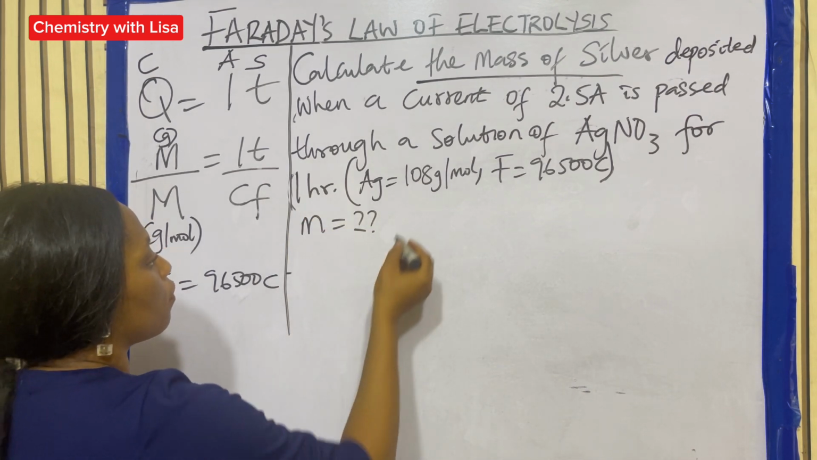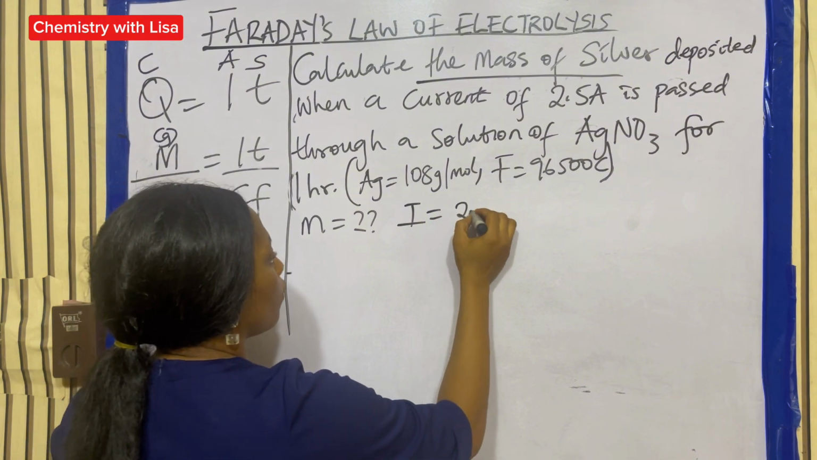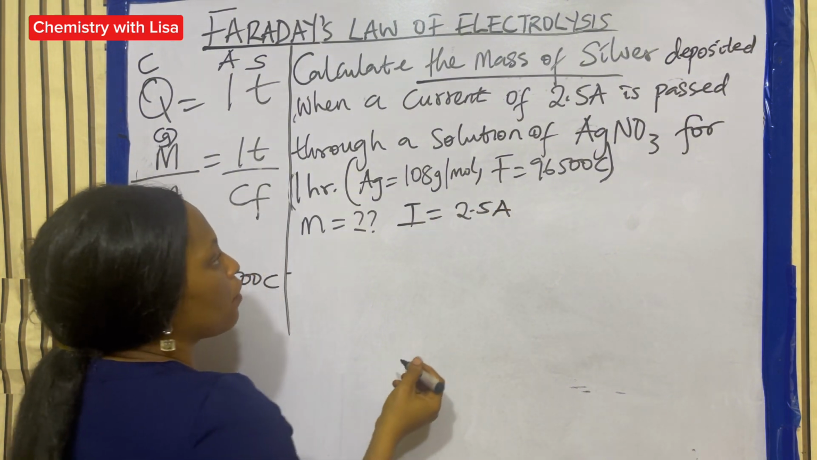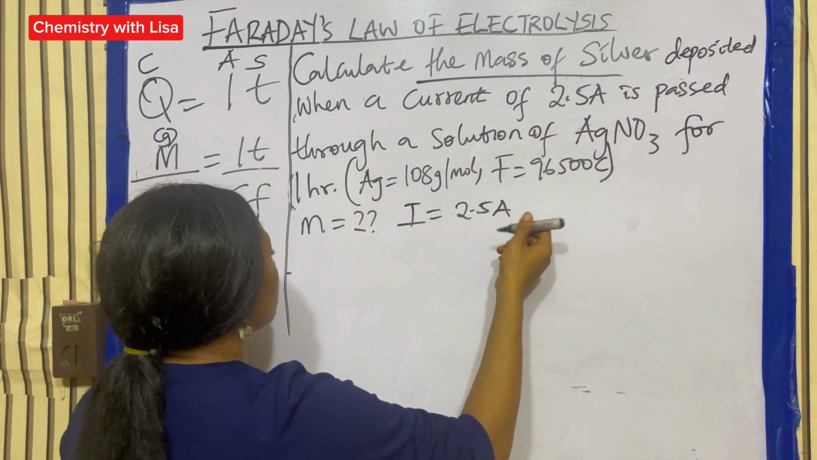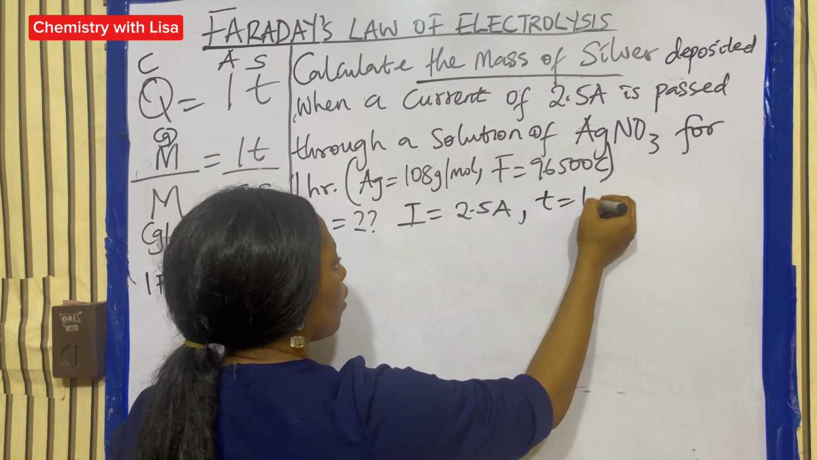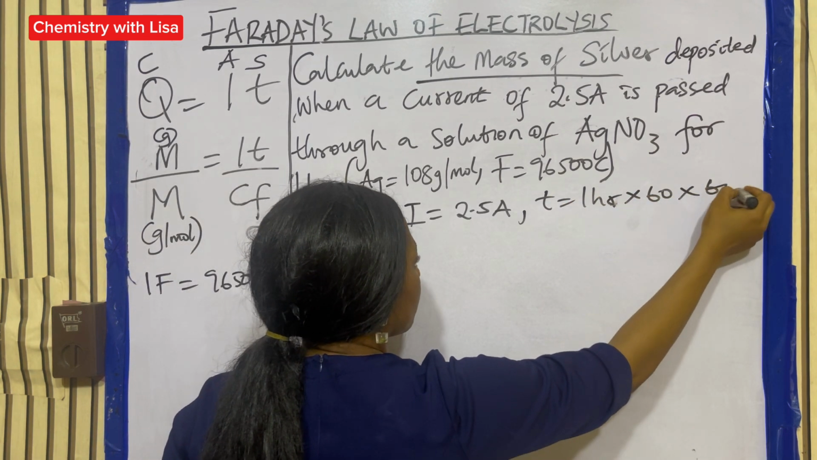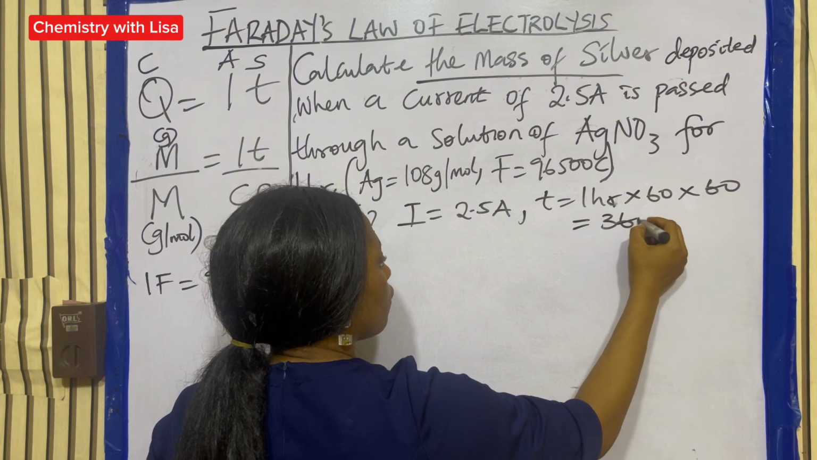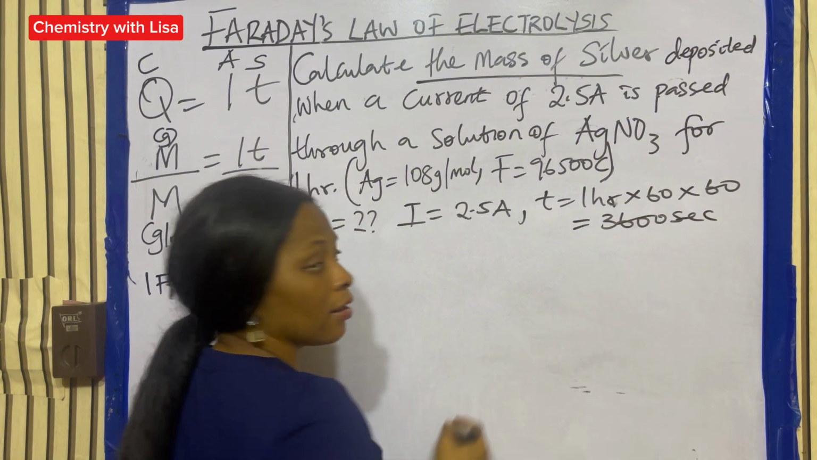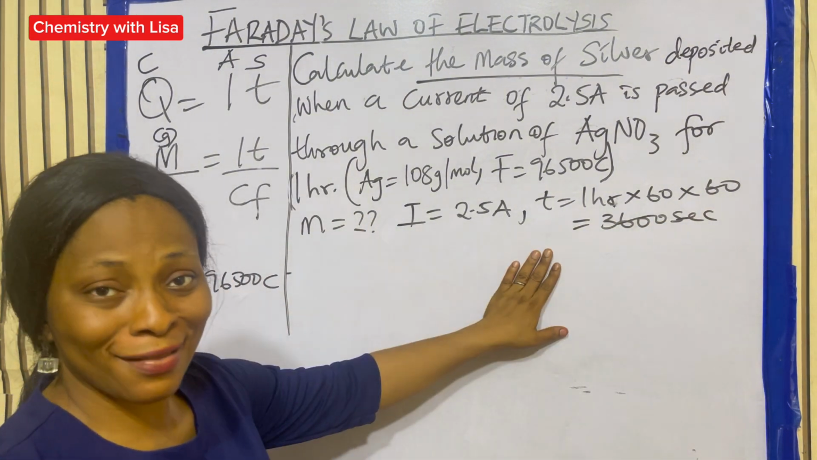We are given the current to be 2.5 ampere, passed through a solution for a time of 1 hour. So this 1 hour, we are going to convert it to seconds by multiplying by 60 twice, and that is going to give us 3,600 seconds. I hope we understood this.